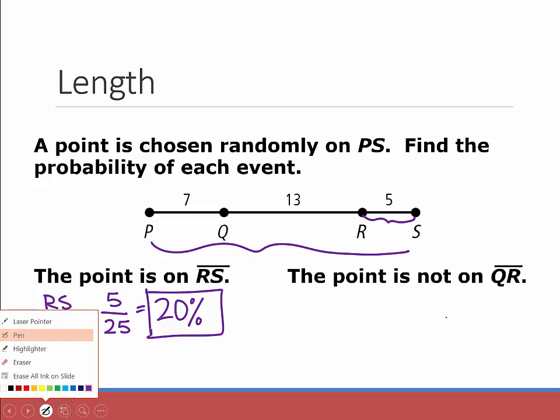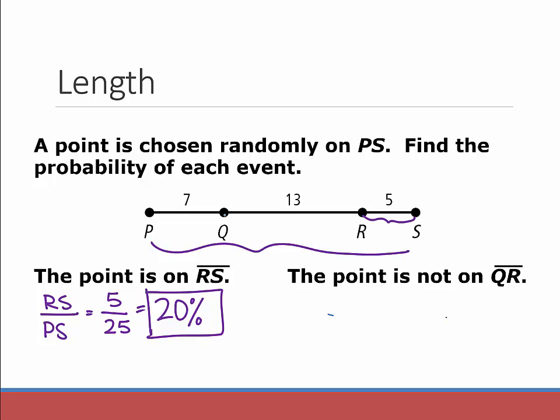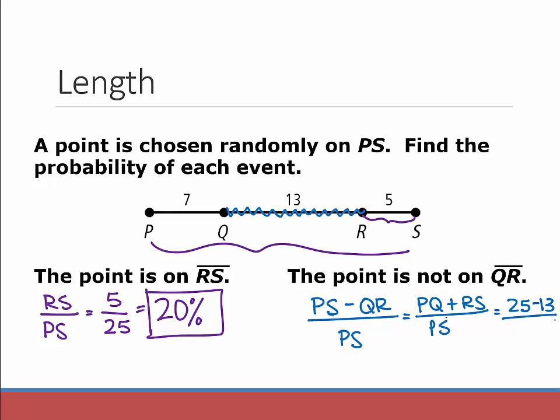Now, this next one's a little different because we want to know the probability that something is not on QR. So for this, we're going to take the length of PS and subtract the length of QR because we don't want it on there, and then divide by PS. You could also do this as the probability of landing on PQ and RS divided by PS because those are your only other options. But either way, we don't want this 13 here. So the length of the whole thing's 25 minus the 13 that we don't want, divided by 25. So you end up dividing 12 by 25. And if you throw that in your calculator, you end up with a 48% chance of not landing on QR.